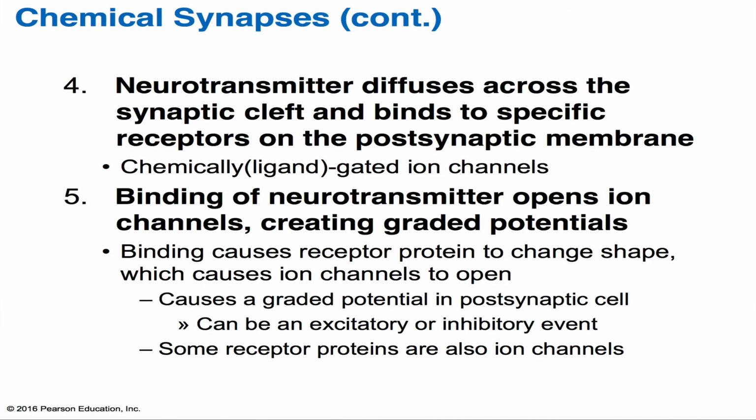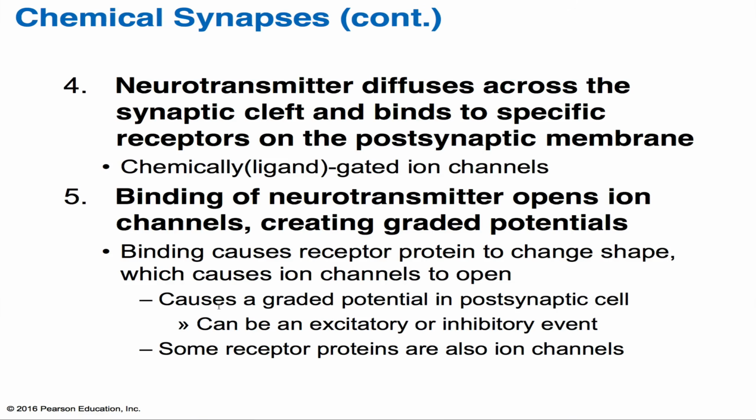In the fourth step, neurotransmitters diffuse across the synaptic cleft and bind to specific receptors on the postsynaptic membrane. These receptors are called ligand-gated ion channels, or you can also call them chemically gated ion channels. In the fifth step, binding of neurotransmitter opens ion channels resulting in graded potentials. When the neurotransmitters bind to the receptor proteins, the receptors change their shape. This change in shape causes ion channels to open and it creates a graded potential.